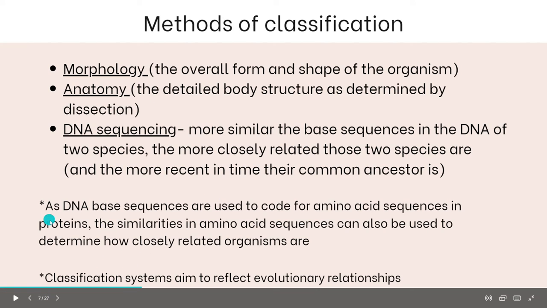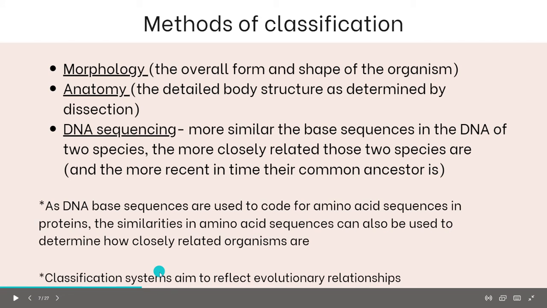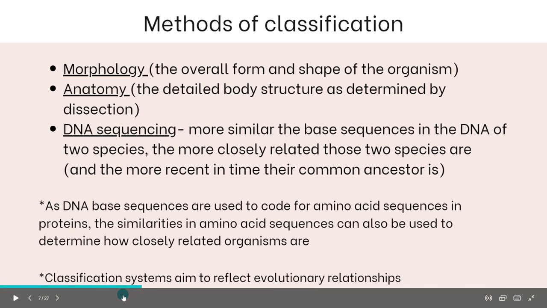And here it is written that DNA bases are used to code for amino acid sequences in proteins. The similarities in amino acid sequences can also be used to determine how closely related organisms are. So while doing DNA sequencing, people also look at the sequence of amino acids to differentiate the two different kinds of organisms. The classification systems aim to reflect evolutionary relationships in organisms.